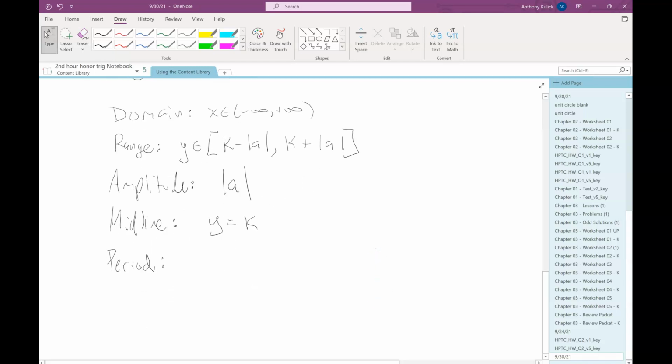Can a transformation change the period? Yes. Which coefficient is going to change it? C, because stretching horizontally is going to make the distance between the repeated pieces longer, or potentially shorter if we're compressing. And that factor of C is multiplicative. So my period is 2 pi times C.